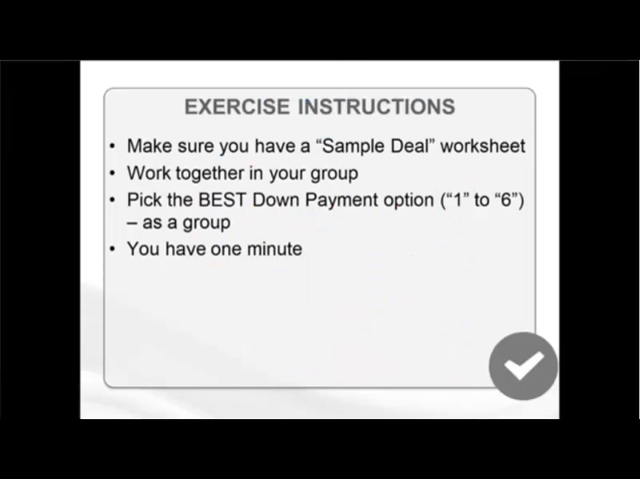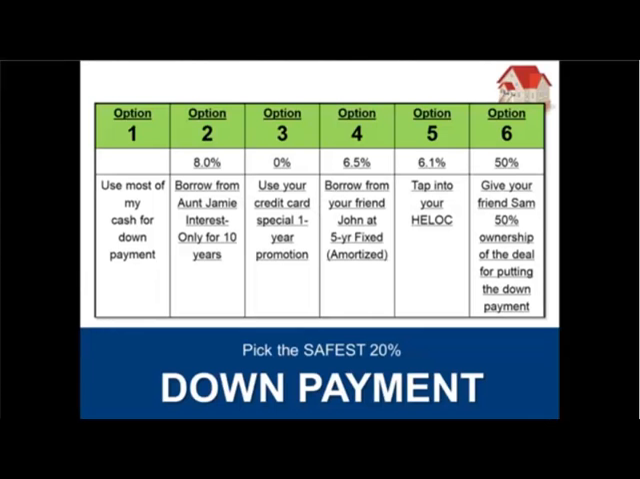So let's go back to the first exercise that Paul asked you about, where he gave you 2 different scenarios. One was picking the loan, which we just completed, and the second was picking the down payment, and he gave you 6 options. So here's what Paul showed you earlier. He said pick the best down payment. Why don't you look at the screen right now, and you've got 6 options. Tell me which one is the best option given what we just learned about down payments. Once again, you're picking the safest 20% down payment.